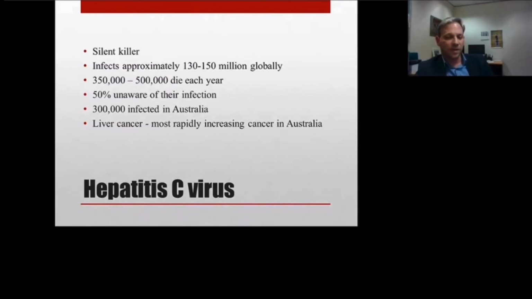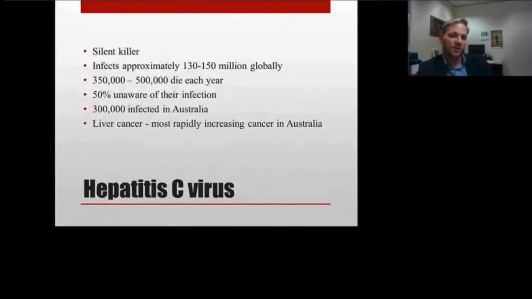In Australia, the problem is significant. About 1% or more of the population are infected. About 75% of those have chronic infection. And liver cancer, and this is from Hep B and Hep C, is the most rapidly increasing cancer in Australia. So that's a measure of all the infections that occurred in Australia 20, 30 years ago that are now becoming a significant burden for the health system, and obviously a significant problem for those individuals affected by Hep C.